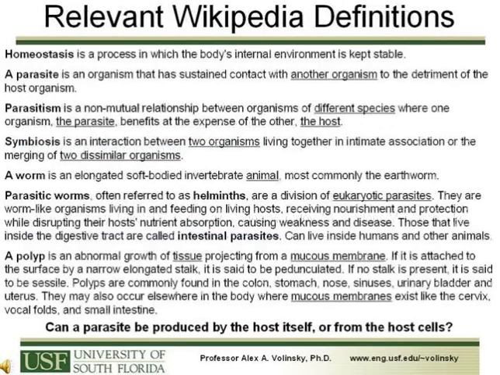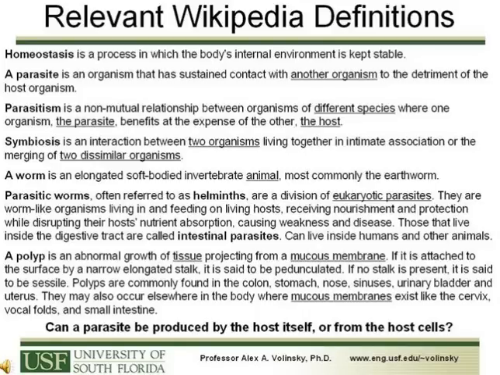I would like to put up some relevant Wikipedia definitions that most of you are probably familiar with, but they're going to be helpful for this talk. Homeostasis is the process in which the body's internal environment is kept stable. And when the body is out of homeostasis, then symptoms may develop. A parasite is an organism that has sustained contact with another organism to the detriment of the host. But this implies that these are separate organisms. If you have a macrophage, or a mitochondria in the cell, is that a parasite? Parasitism is a non-mutual relationship between organisms of different species, and I underline the important thing, different species, where one organism, the parasite, benefits from the host.